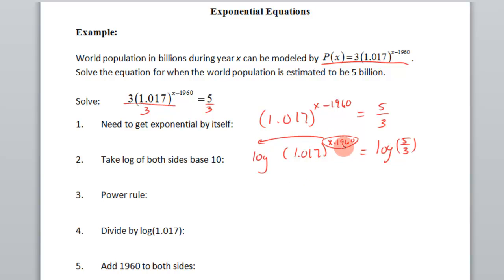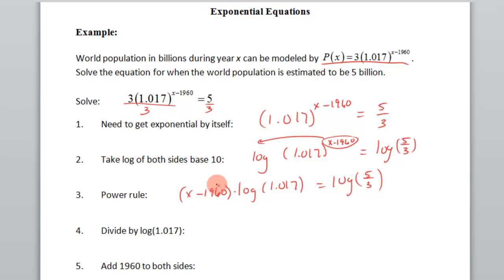Now the exponent needs to come down as a quantity. So watch, x minus 1960 like this, because then that whole thing is times the log of 1.017. If you left out the parentheses, it would just be x minus only the 1960 times this, but it has to be the quantity times that, equals log 5/3. Alright, now we're still trying to solve for x, so it's important that we had quantity times log because we want to get this alone.